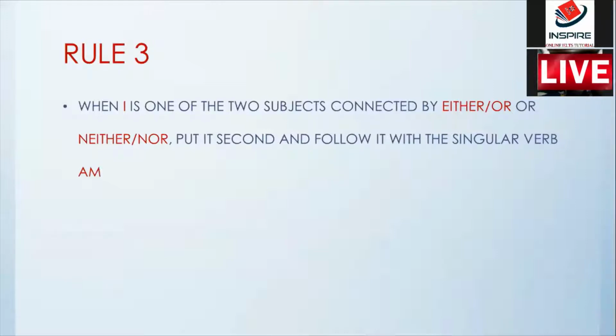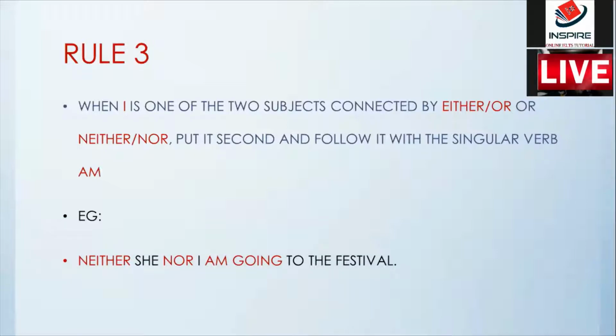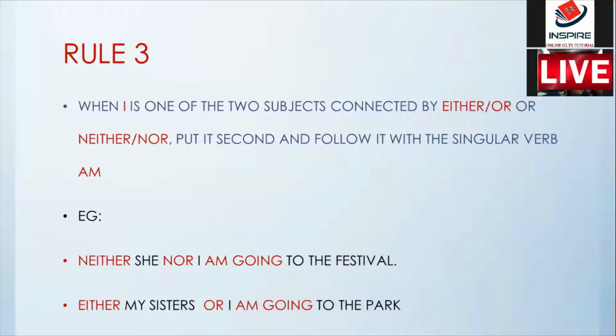I am. Okay, you can see an example. Neither she nor I am going to the festival. Here the verb is am. So you can see another example: either my sisters or I am going to the park.